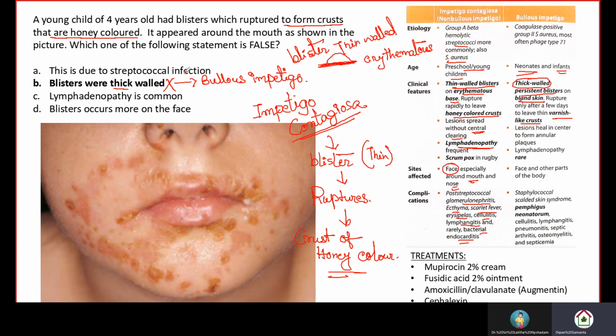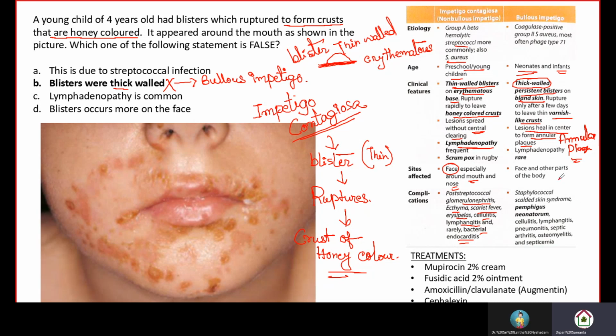Lesions heal in the center. In impetigo contagiosa there is no central clearing, but central clearing is present in bullous impetigo. Lesions heal in the center to form an annular plaque, so annular plaque is seen in bullous impetigo and not in impetigo contagiosa. Another very important thing is the site. The face, especially around the mouth and nose, is the only site of impetigo contagiosa, while the face and other parts of the body are also involved in bullous impetigo.